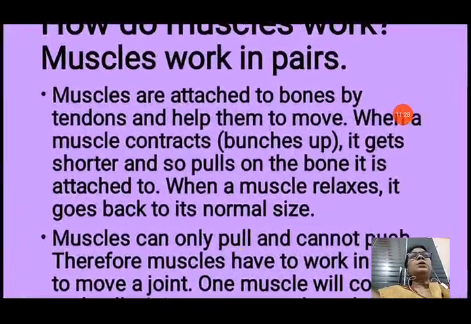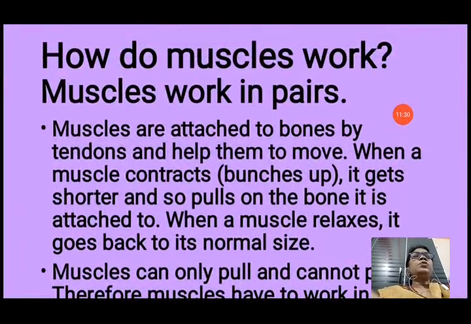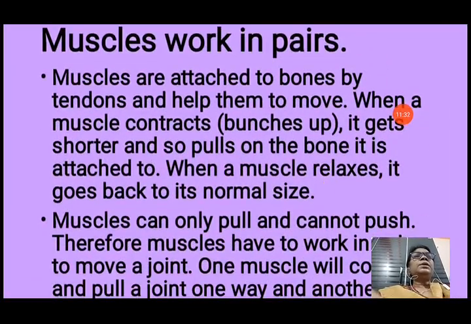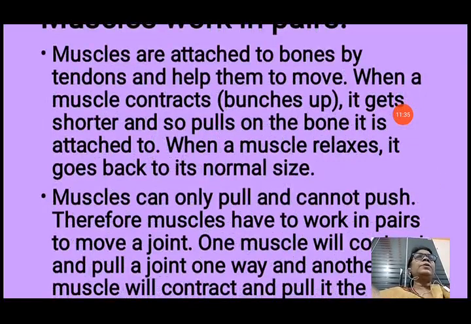Now how do muscles work? We know that muscles work in pairs. Muscles are attached to the bones by tendons. There is a very small, strong fiber called a tendon that helps the muscles attach to the bones. When a muscle contracts and moves, the tendon helps the bone to move also.